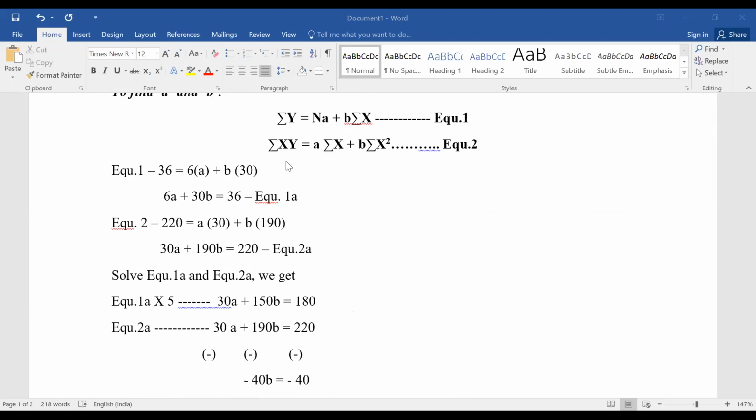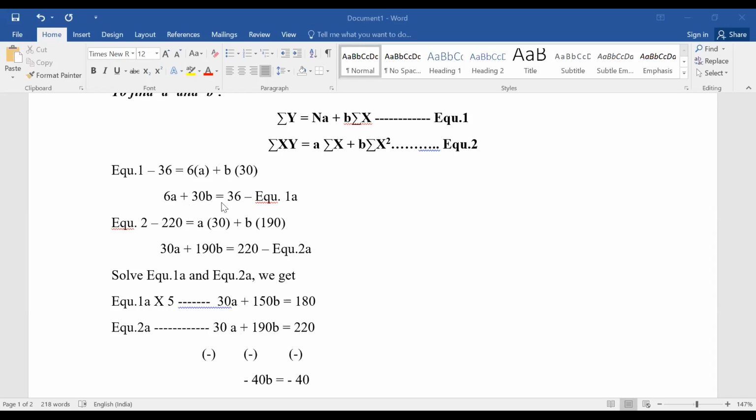So we have taken this equation 1 and we are substituting the summation x, summation y, summation x square, summation xy values, and we derived another equation. We take these two equations and need to use either the elimination method or the substitution method, as per simultaneous equations. Better we can go for the elimination method.